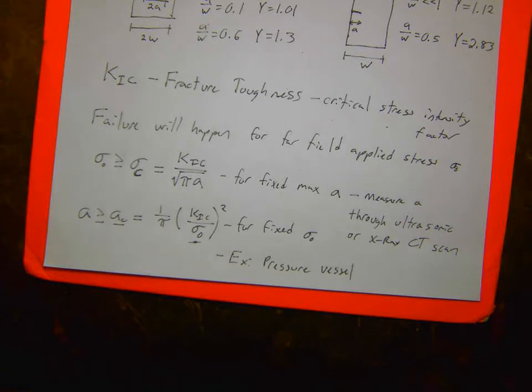All right. So if I have a crack of width 2a, an internal crack that's initially very small relative to my plate size, and I quadruple the size, then how much higher will the stress be to cause failure?